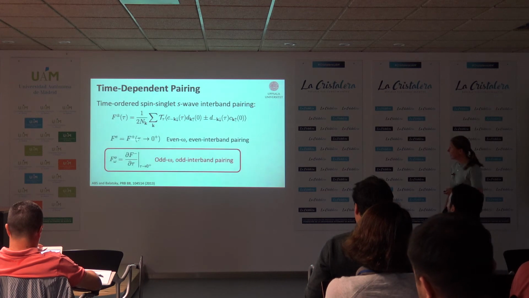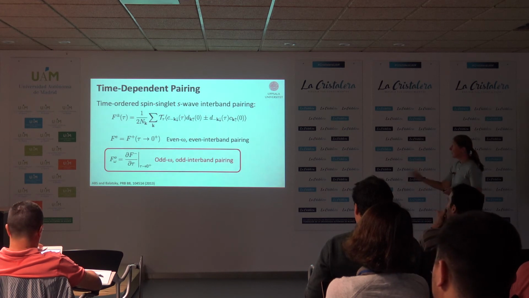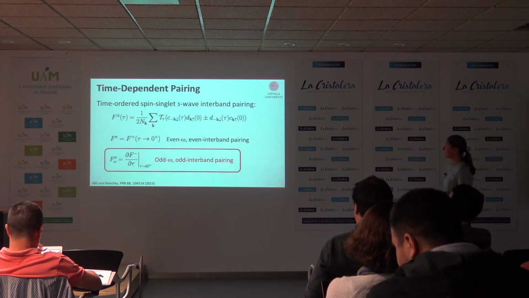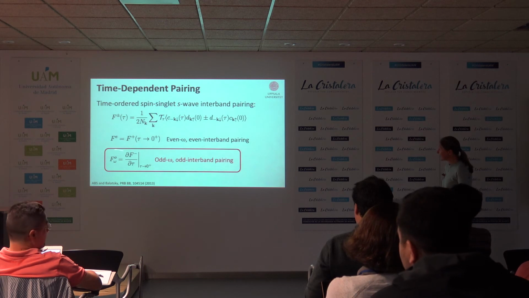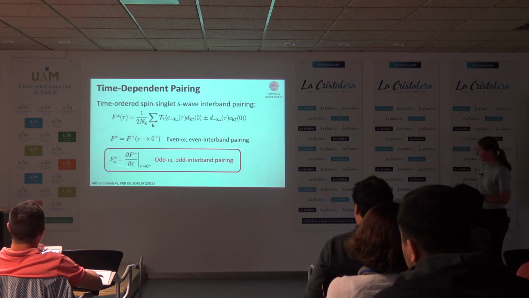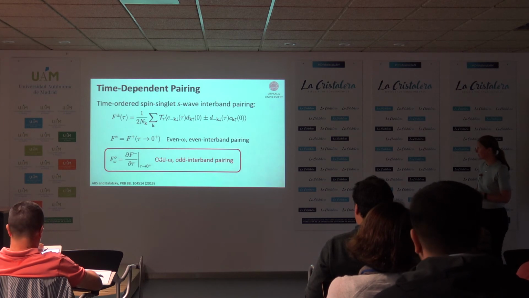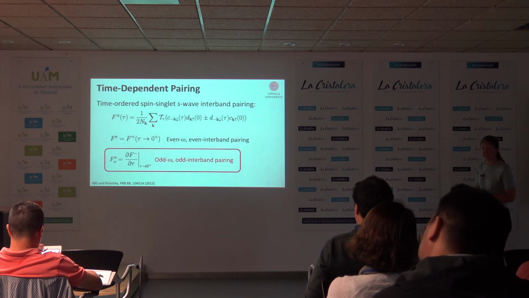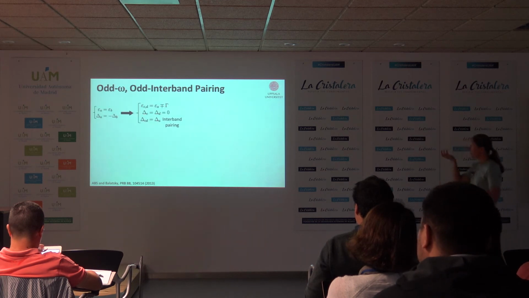So the even one, there I can just take tau to 0 and it's going to be non-zero. So this is my even frequency, even interband pairing. But I can also take the odd combination with the minus sign, and that's going to be 0 if tau goes to 0, per definition. But I can take the time derivative, as I told you before, and use that as a proxy for the order parameter for the odd frequency, and then let tau go to 0. And that would generate an odd frequency, odd interband pairing, if it exists. So let's see if it exists.